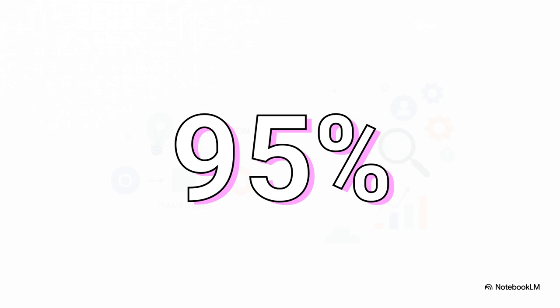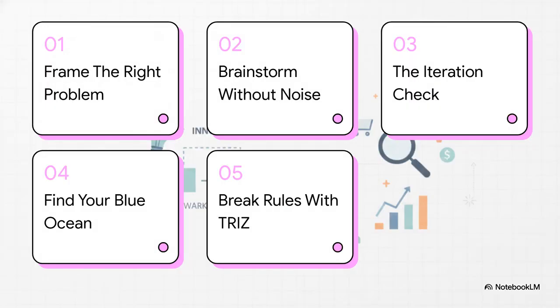But here's the twist. While blindly chasing AI as a vague solution is a recipe for failure, using AI as an active, collaborative partner in the frameworks we're about to cover, that is an absolute game changer. To make sure we don't fall into that solution bias trap, we're unpacking a sequential 5-part curriculum today. First, we'll frame the right problem. Second, brainstorm without the noise. Third, we hit the iteration reality check. Fourth, we find your blue ocean. And finally, number 5, we're going to break rules with TRIZ. Let's get right into it.